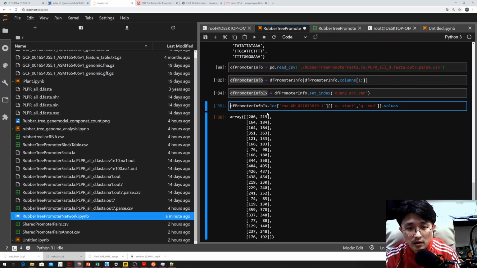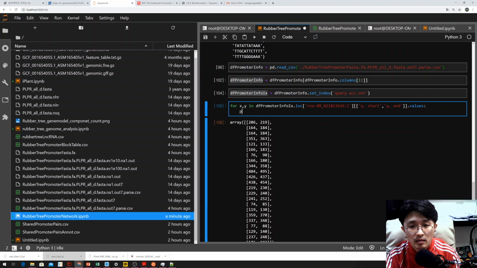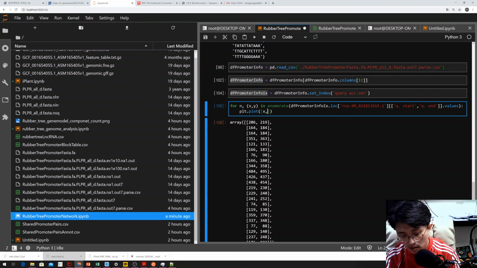And values for x and y in here, and plt in plot, and I want to have enumerate. So enumerate gives you a value for each iteration. So the y value will be n, x comma y comma n.